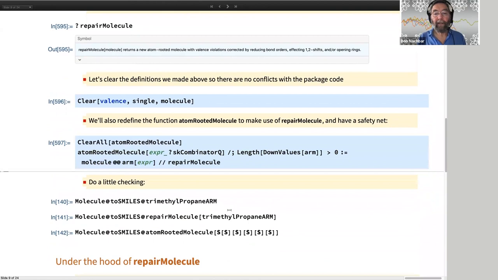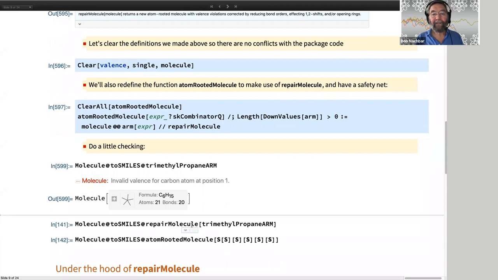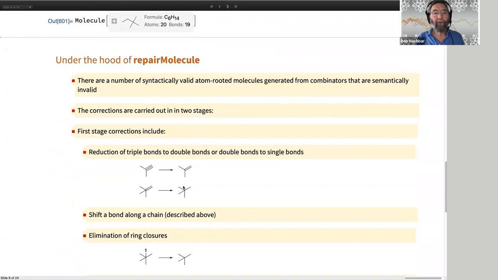So let's test it out. Here is the original atom-rooted molecule that had invalid valence, and it still gives the message. Now, if we take that and give it to repair molecule and then convert it, we're good. And then we can take the combinator and give it to atom-rooted molecule, which calls repair molecule, and we're also good.